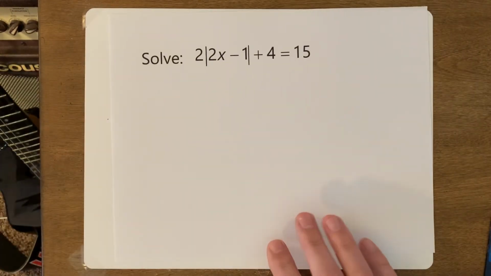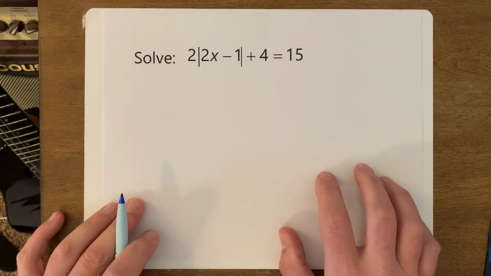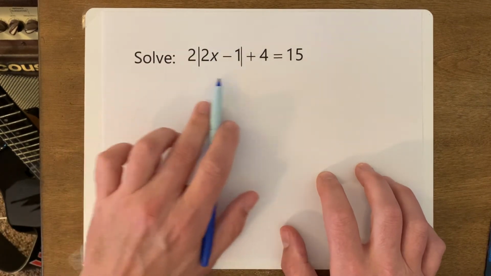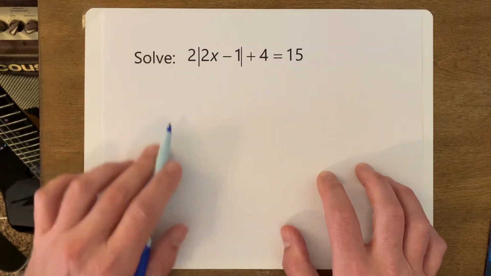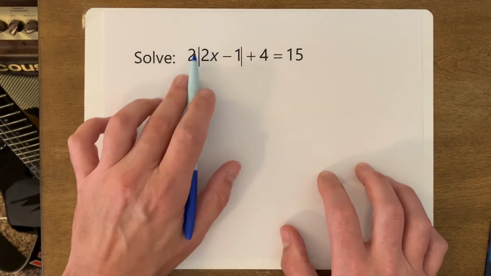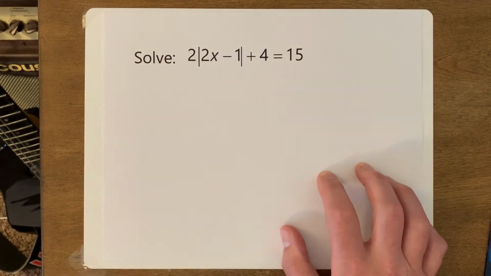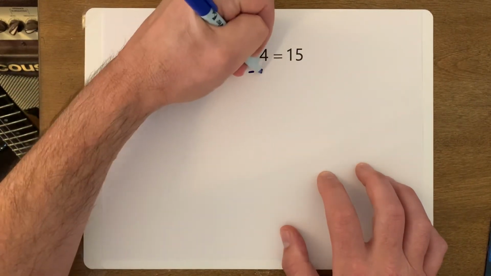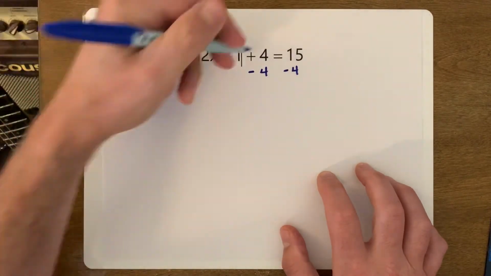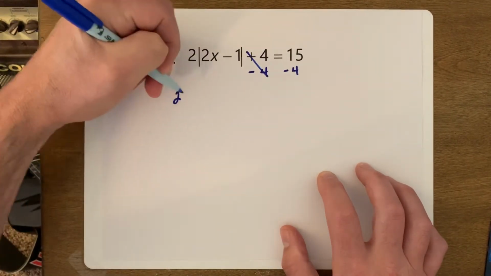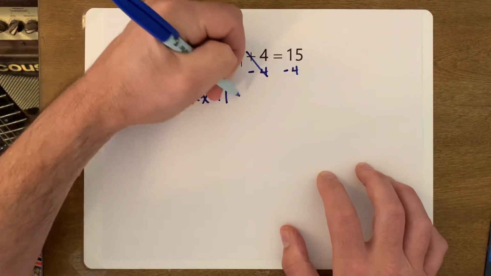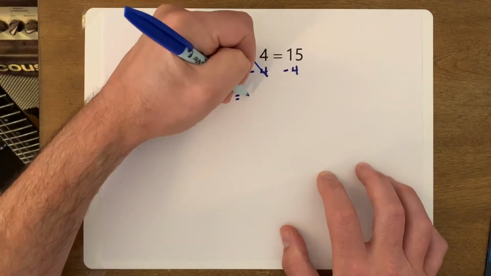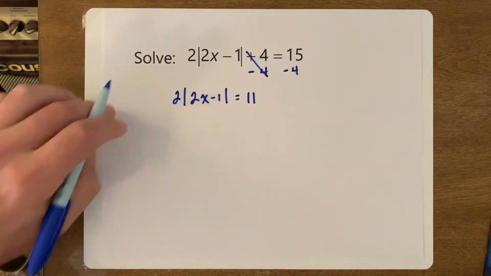All right, our last example, how bad this can be. You have 2 times the absolute value of 2x minus 1, plus 4 is equal to 15. Before I even get started with 1 and 2 here, I need to get this guy by itself. And so I need to unwrap this just like I would a linear equation. So I'm first going to subtract 4. I'm going to write 2 times the absolute value of 2x minus 1 equals 15 take away 4 is 11. And now I'm going to divide both sides by 2.